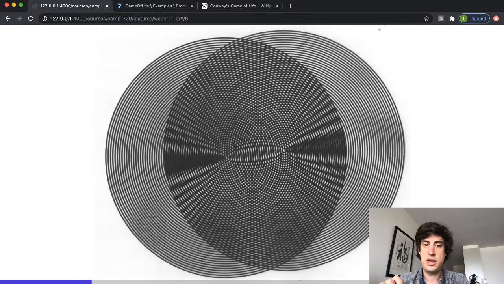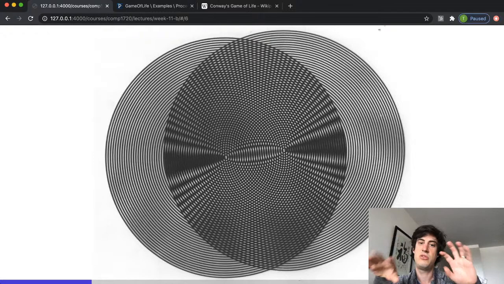This is a moiré pattern. In an interference pattern, what we're talking about is when you have two things that overlap each other, and then you see something that isn't actually there, but is basically an effect of the things that were in place, right?